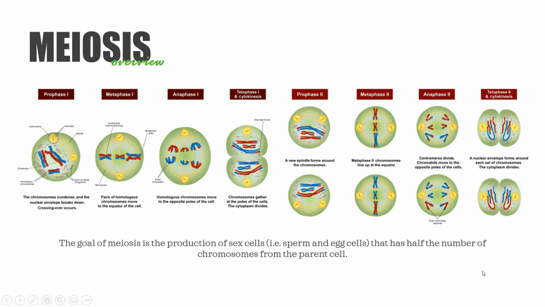The goal of meiosis is the production of sex cells, that is to say, sperm cells and egg cells, that has half the number of the chromosomes from the parent cell. Question: if the daughter cells here has half the number of the chromosomes from the parent cell, does that mean that the parent cell and the daughter cells are alike? Yes or no? Of course, the answer is no. They are not alike.